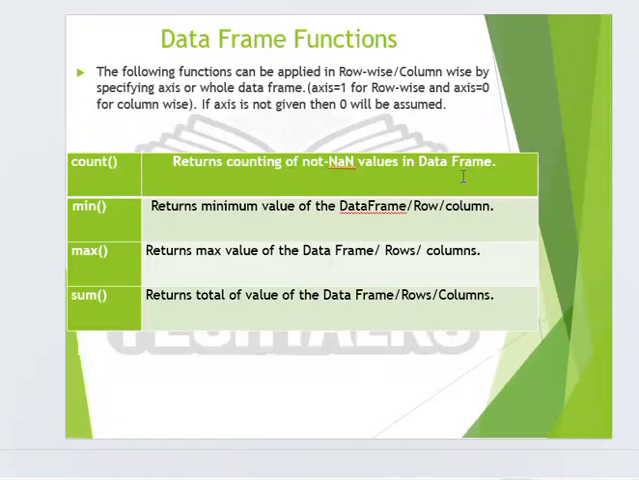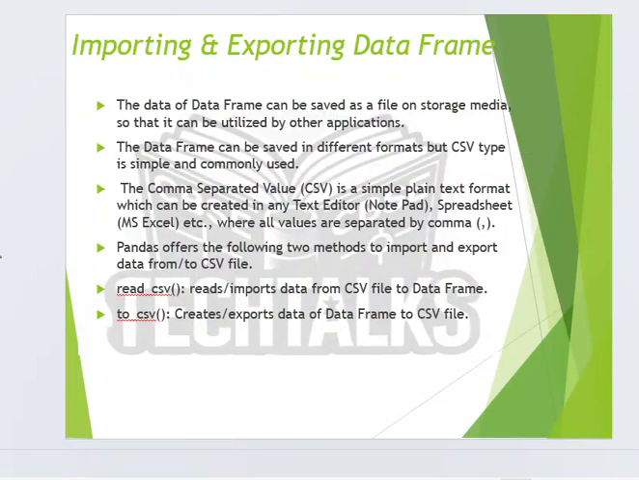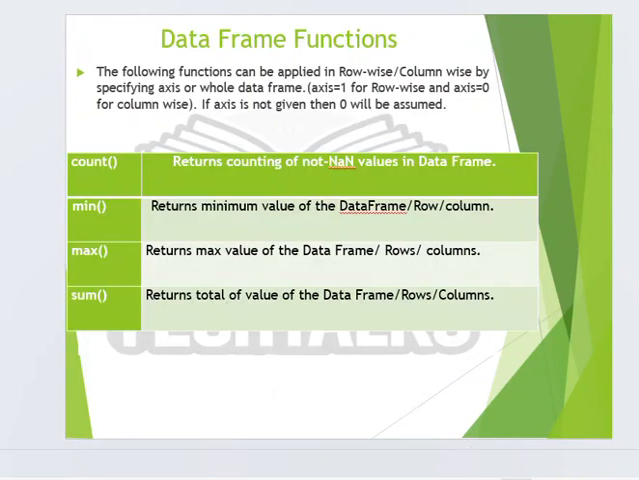Now count returns the count of not-None values in the data frame. So it is going to count the values where some value does exist. None will not be counted. Minimum is going to return the minimum value from the data frame row or column. Maximum is going to return the maximum value of the data frame row or column wise, and sum is going to total up the values of the data frame. Okay, let's try. If you want to try, we can find out minimum, maximum and count. It's very easy. You can try on your own, and it works exactly the same way it works with a series.